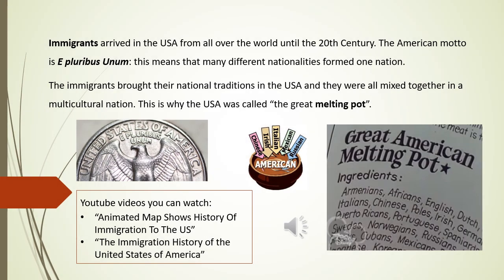Immigrants arrived in the USA from all over the world until the 20th century. The American motto is E pluribus unum. This means that many different nationalities formed one nation. The immigrants brought their national traditions in the USA, and they were all mixed together in a multicultural nation. This is why the USA was called the Great Melting Pot.